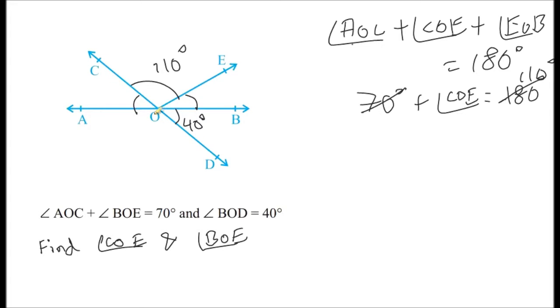Now if you see, angle COD forms a straight line. So the sum of these three angles is 180 degrees. This is 110 plus 40, 150. So we need to subtract 150 from 180. 180 minus 150 is 30 degrees. So this is 30 degrees. This is how we can find the angles.